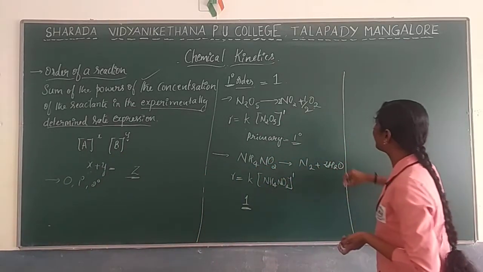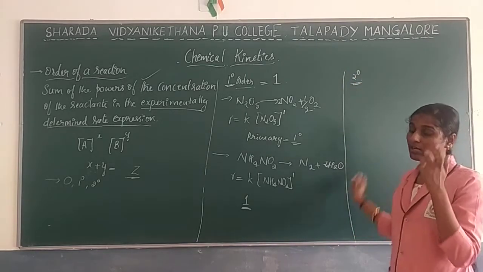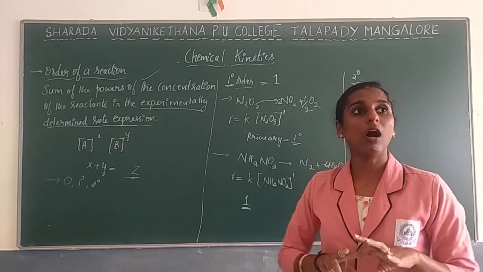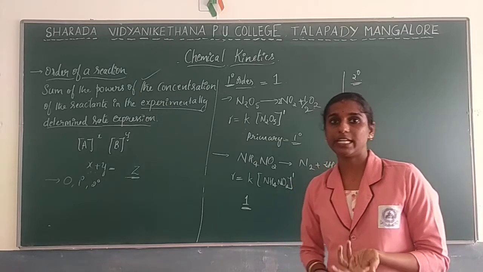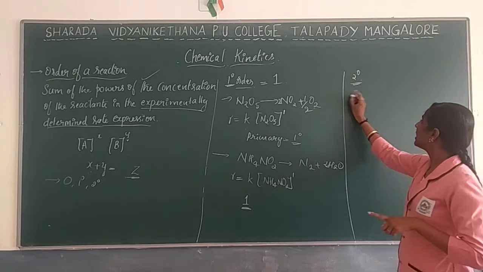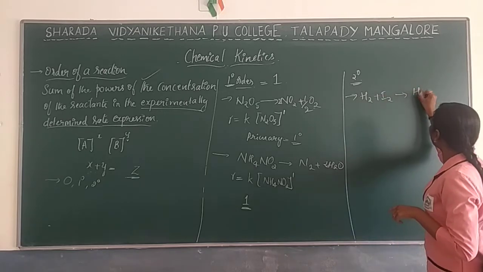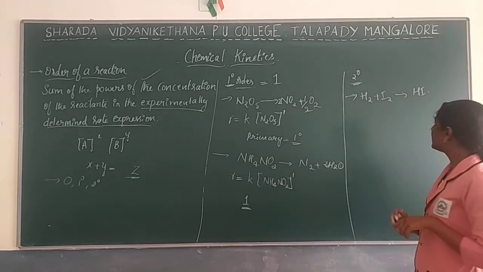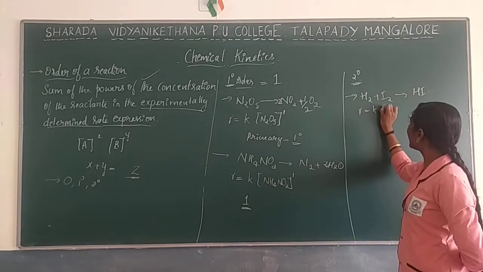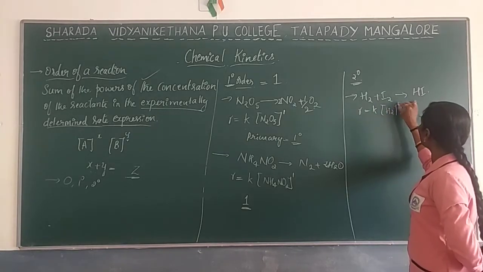Now I will give some examples for secondary order. Secondary order, in the sense of formation: addition reactions or saponification reactions are regarded as secondary order of reaction. For example, H2 plus I2 gives HI. For this, how would you write it? R = K[H2][I2]. Here the order is 1 for each.